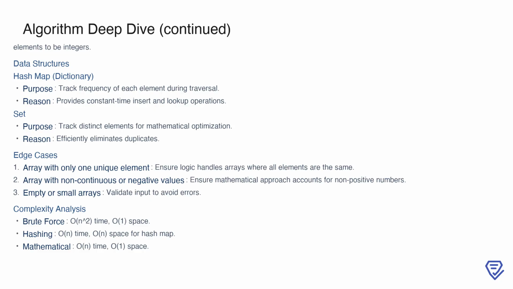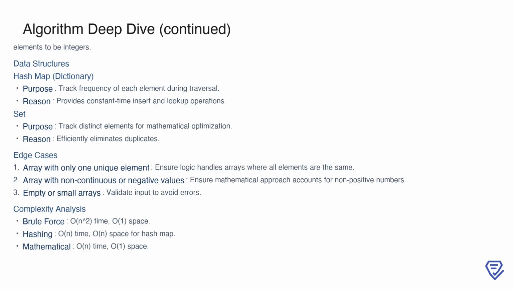Now, let's consider some edge cases. One scenario is an array with only one unique element. Here, the logic must handle cases where all elements are identical. Another case involves arrays with non-continuous or negative numbers, which requires careful handling to ensure the mathematical approach works correctly. Lastly, for empty or very small arrays, input validation is crucial to avoid runtime errors.